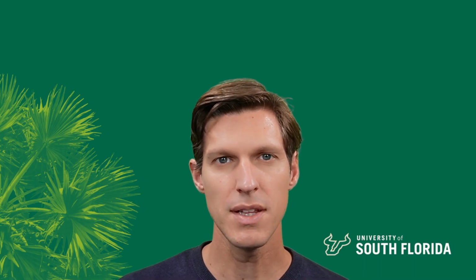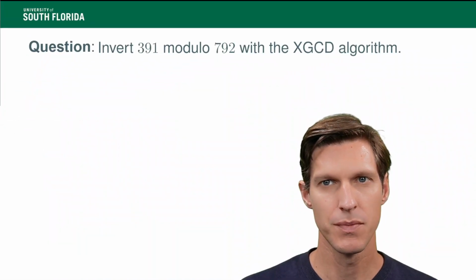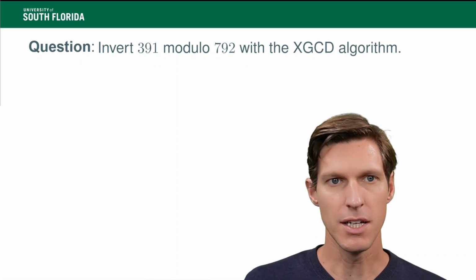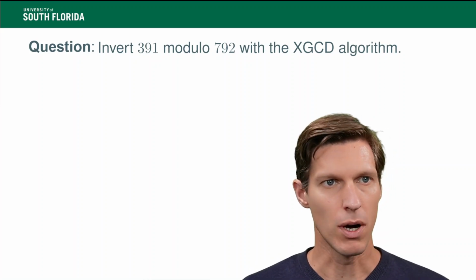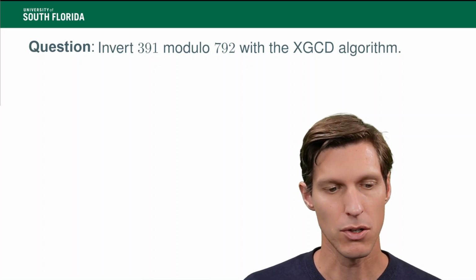Hi, in this lecture, you will learn how to perform a modular inversion by using the extended GCD algorithm. So assume that you have the following question. Let's invert 391 modulo 792. Now, how is this relevant to cryptography?